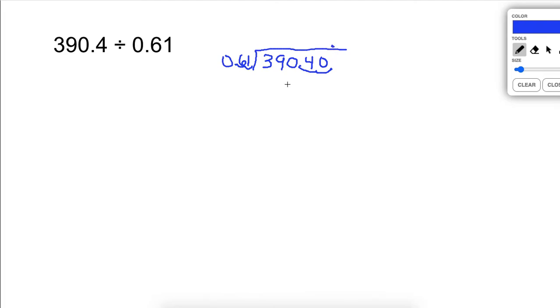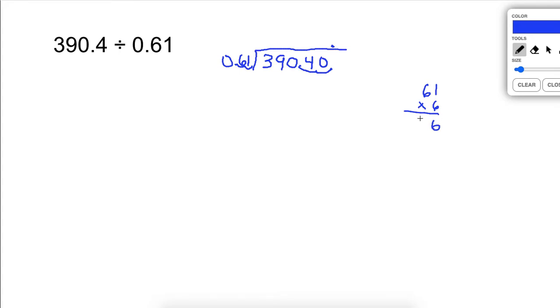And then we start going through it again using our estimation. I know 6 goes into 36, so that means 60 would go into 390 about 6 times. So I'm going to start with that as my first estimate: 61 times 6.